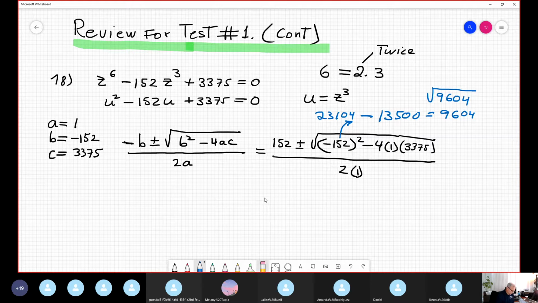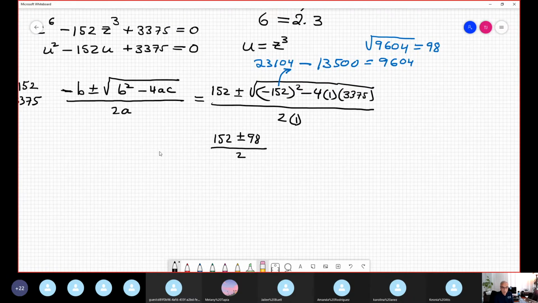So I put in my calculator the square root of 9,604, and it says 98. And so far we have 152 plus or minus 98, divided by 2. As always, I separate into pieces: 152 plus 98 divided by 2, and 152 minus 98 divided by 2.